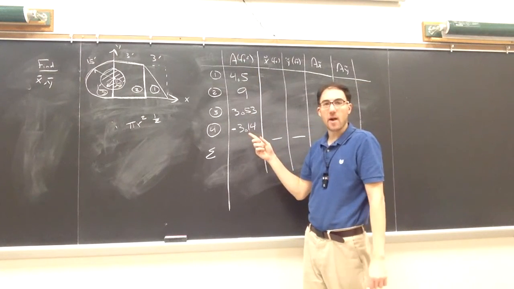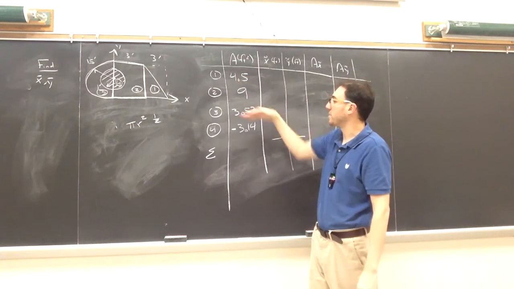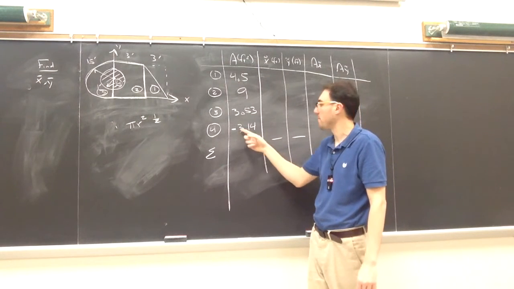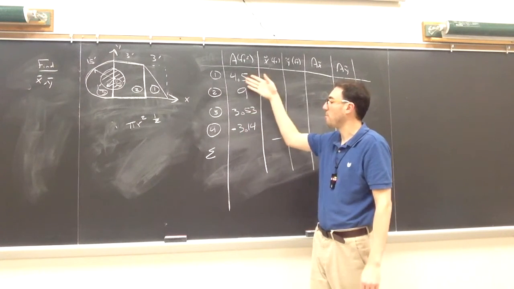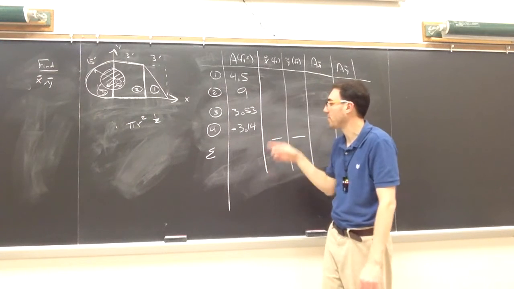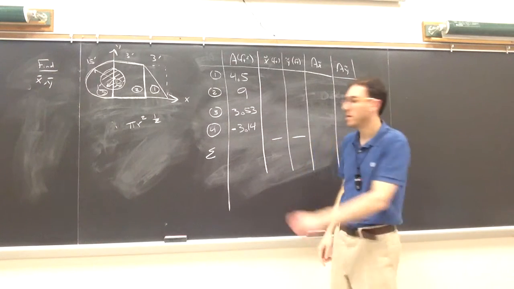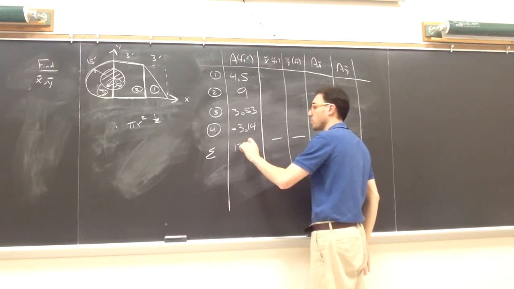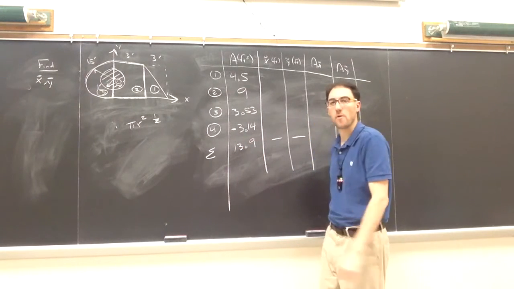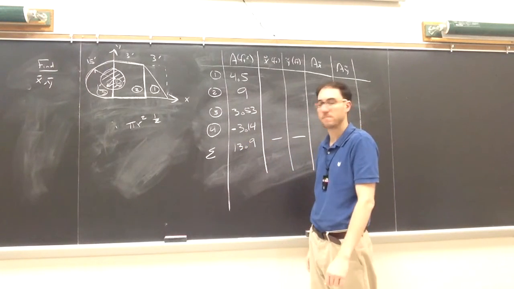I can now find the area of the entire shape by adding all these values together, keeping in mind that shape number 4 is negative. So 4.5 plus 9 plus 3.53 minus 3.14, 13.9 square feet is the total area of the shaded red shape.